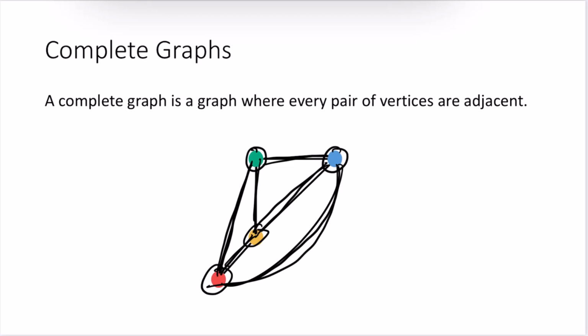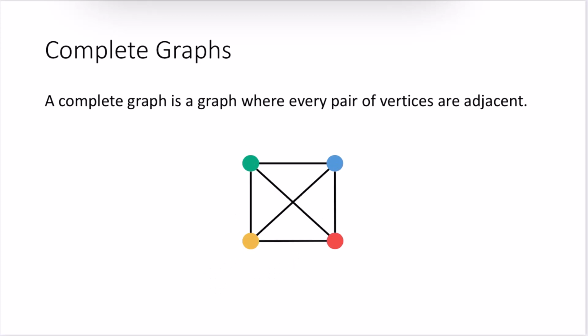And typically, the way that we actually draw complete graphs is we arrange the vertices in a circle. And the reason why we do that is just because it makes it easier to let it be symmetrical. So this graph is actually the same graph as the one that I had on the last slide. It's just with the vertices arranged in a different spot. But the main idea is that every single vertex is adjacent to every other vertex in the graph.